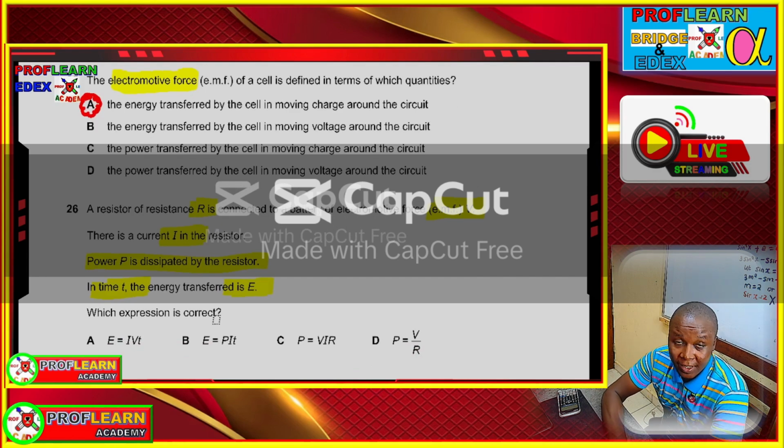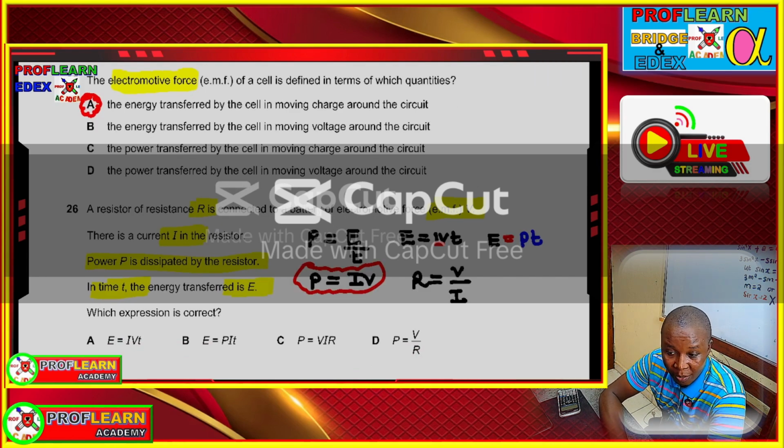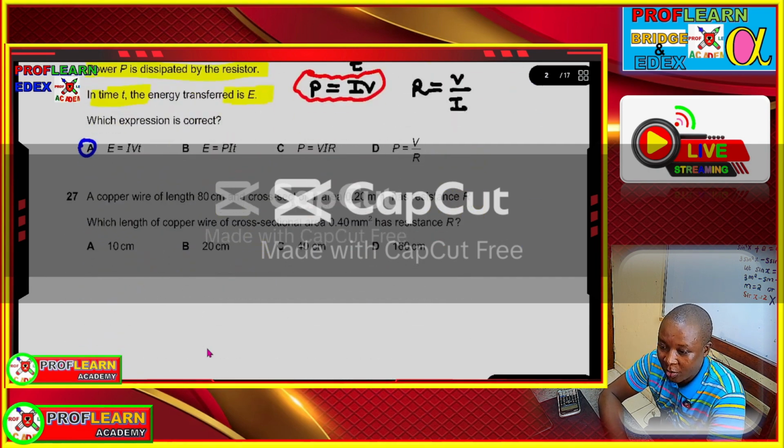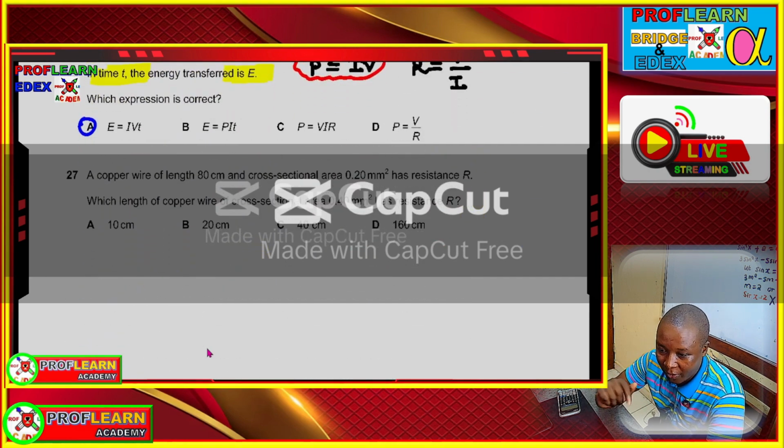So in this area you need to remember the following formulas. Power is E over T, energy is equal to IVT. Energy is power times time. Power is equal to current times voltage, and resistance is voltage over current. So in that case, A is the correct answer. So you need to remember that a few hours before the exam.